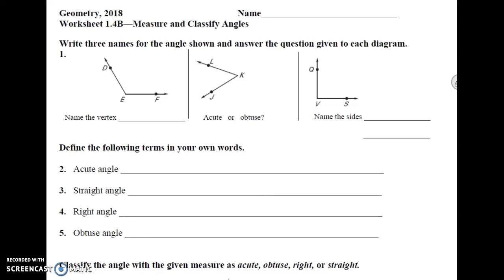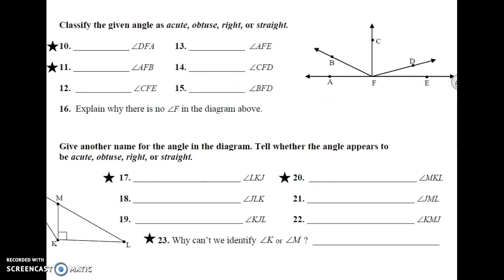All right, we're going to be working on worksheet 1.4B, which is on measuring and classifying angles, dealing with acute, straight, right, and obtuse. We're going to jump ahead here to question number 10. Thinking about the vocabulary that we have, remember acute is less than 90 degrees, obtuse is greater than 90 degrees, right is equal to 90 degrees, and a straight angle is equal to 180 degrees.